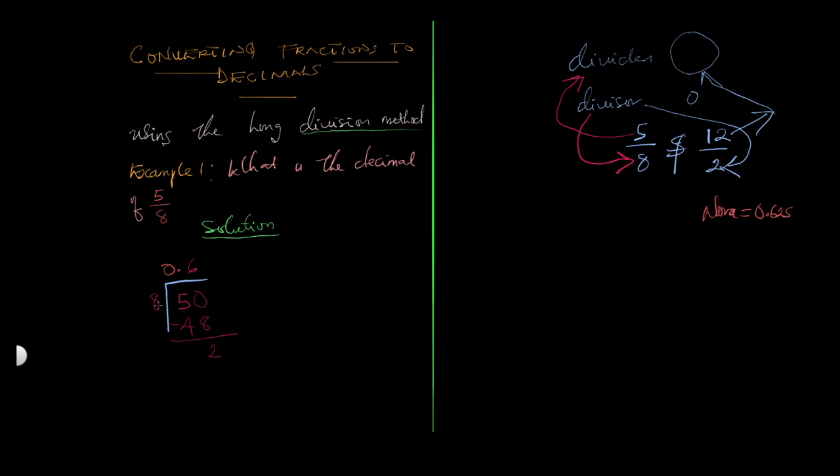So now 8 goes into 2 cannot. We add 0. Because we fixed a point here already, we don't need to fix a point again. We go ahead to add 0. And now we say 8 goes into 20. How many times? That will be 2 times. And 2 times 8 is what? 16. We subtract 20 minus 16.